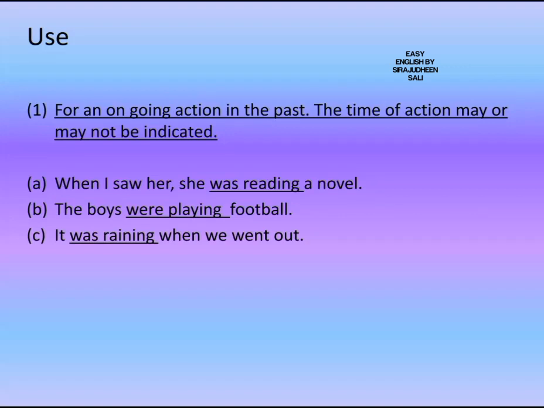So remember once again, with I, with he, she, it, anyone, anybody, someone, somebody, no one, nobody, and with singular nouns, you can use was. With plural nouns and with you, they, we, you can use were.